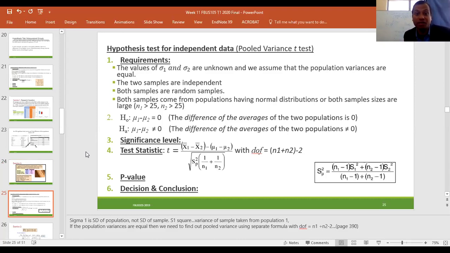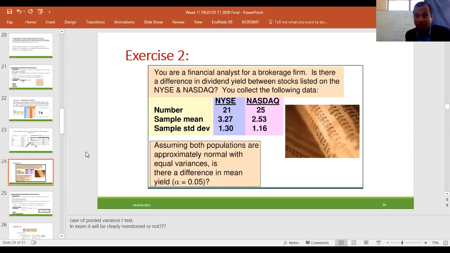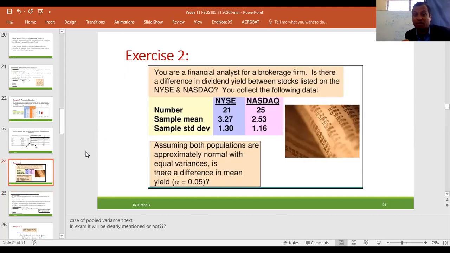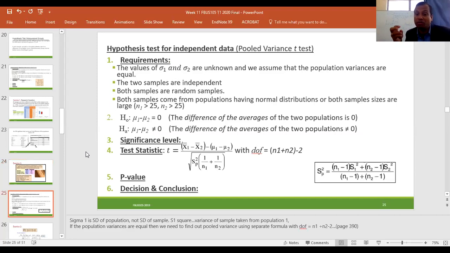On the top you can see hypothesis test for independent data, because the 2 sample data are independent. One is taken from the NYSE stock exchange, whereas the other one is NASDAQ, so they are different. So: hypothesis test for independent data, pooled variance T test. Why is it pooled variance? Because it is given in the question: equal variance. In that case, you have to calculate SP, the pooled variance. SP square is the pooled variance.